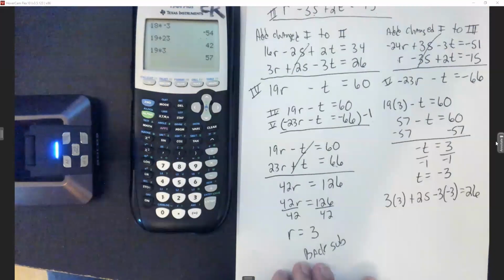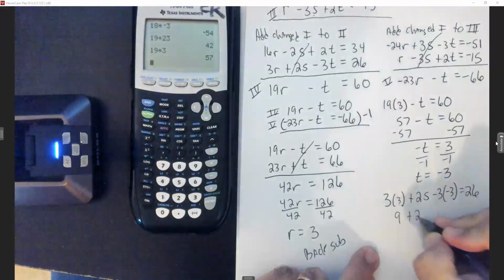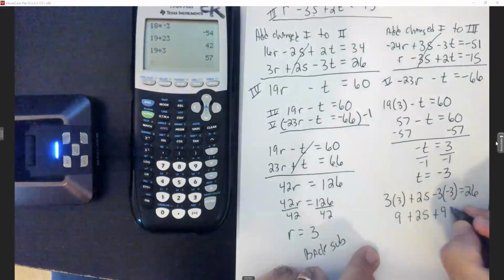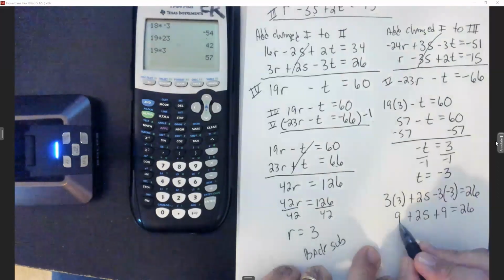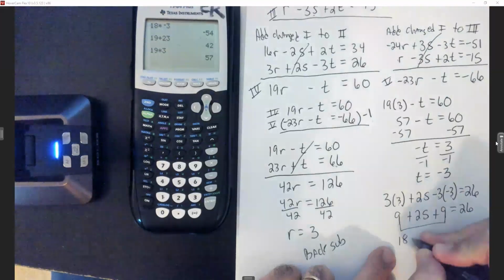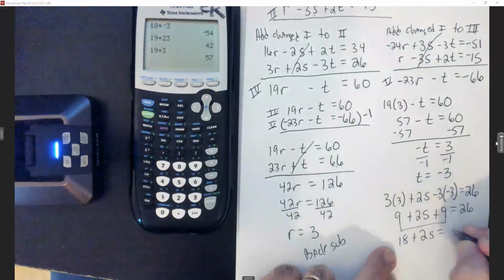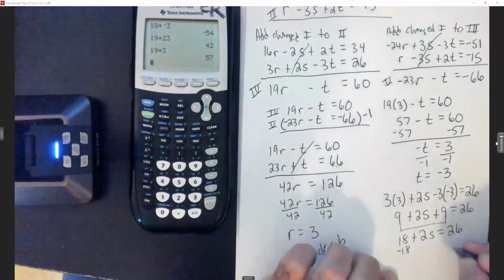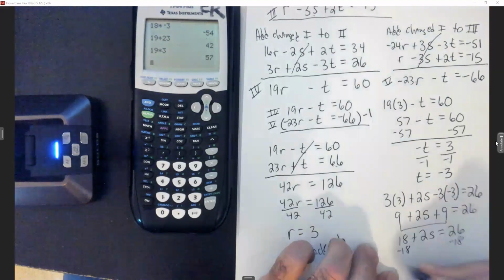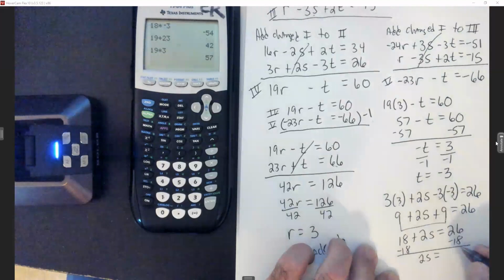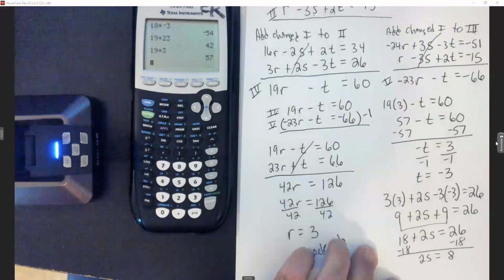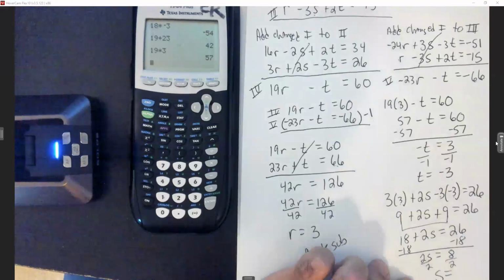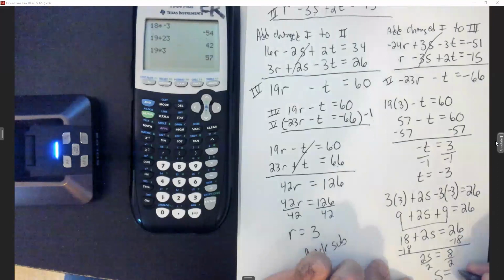All right, so let's see what we got. 3 times 3 is 9, plus 2s. Negative 3 times negative 3 is a 9. That's going to equal 26. So what I would do next is add the like terms. 18 plus 2s is going to equal 26. Subtract 18 from both sides. So 2s, 26 minus 18 is 8. And y'all finally divide by 2. So that s is going to equal 8 divided by 2 is 4.